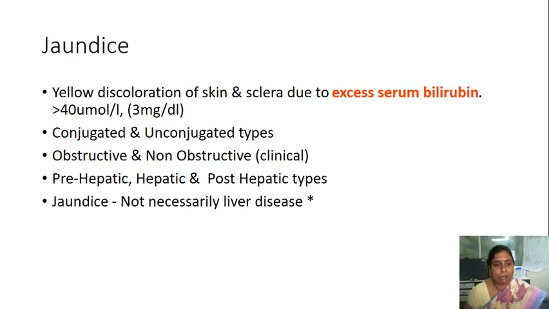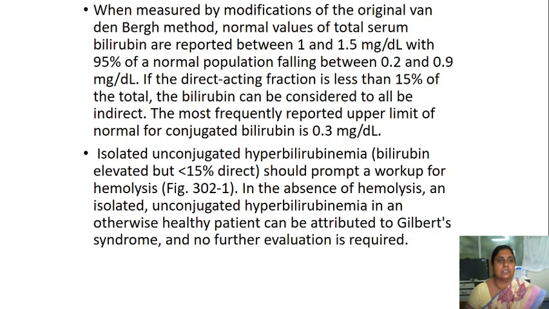So jaundice need not always tell you that it is a liver disease, but usually jaundice you equate it with liver disease. Okay, so when measured by modifications of the original Van den Bergh method, the normal values of total serum bilirubin are 1 to 1.5 mg per deciliter, and in almost 95% of the population it falls under 0.2 to 0.9. If the direct acting fraction is less than 15% of the total, the bilirubin can be considered to be all indirect.